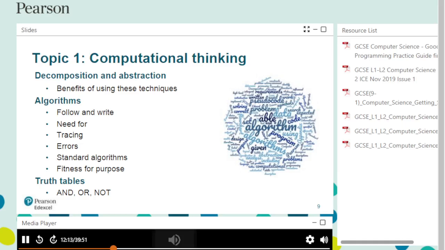The final section in this topic covers truth tables. Students are expected to be able to interpret and construct truth tables with up to 3 inputs, taking account of order of precedence rules.